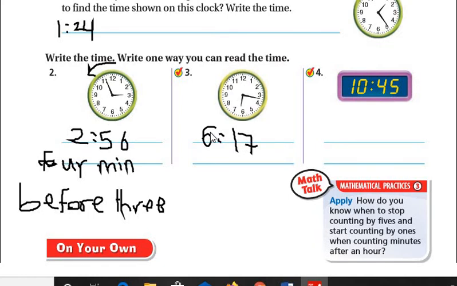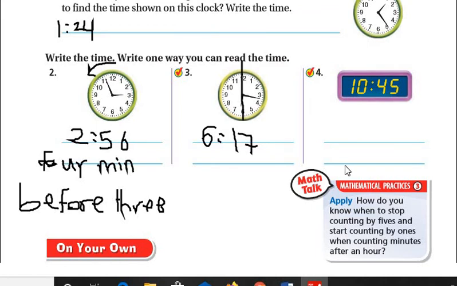So if the minutes hand is in this half, it's easier for us to say how many minutes after what, after the hour that we have it in. If the minutes hand is on this side, we can use before. You can use before and after as you want, but I'm talking about the easiest case for you.